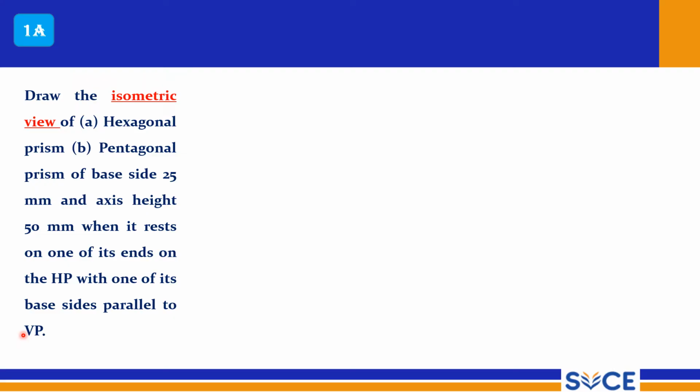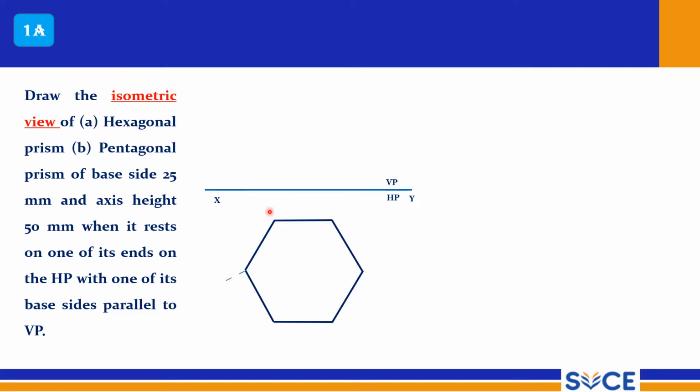So for the orientation, you should be very careful. Draw the orientation like this. This is one of its sides parallel to the VP. Now it is a hexagonal prism. That is the first part, with a 25 mm side, and I am naming the top face A, B, C, D, E, F, and the bottom face P, Q, R, S, T, U. And this is the base.